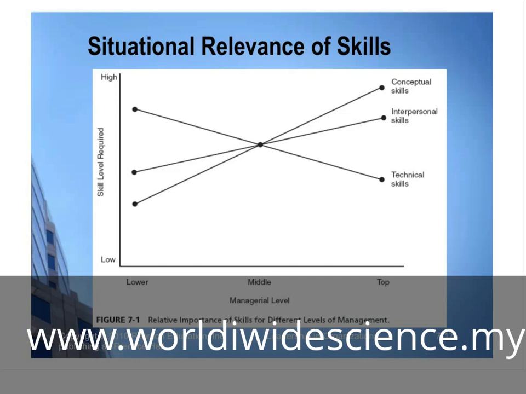And top management need more conceptual skills. Lower management, technical skills is needed. High level. Top management consists of senior managers and decision makers. Lower management always look at their management program. Yeah. Lower management, you always just look at the guidelines.